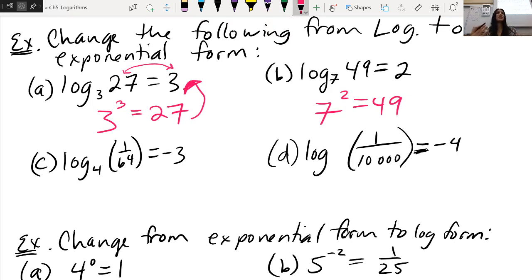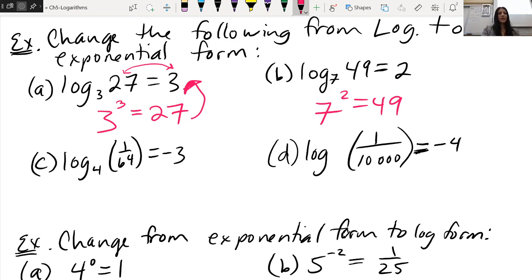So it's nice to use those. If you ever happen to forget in a quiz or a test or while you're doing your work, I would suggest you choose something that you know for sure and use that to help remind you. Does that make sense? That's a good strategy to use.